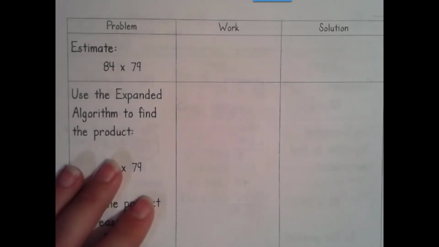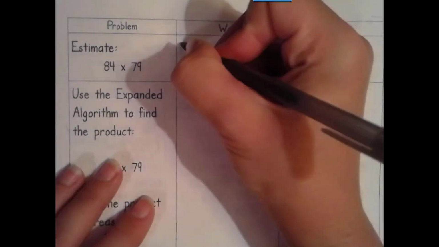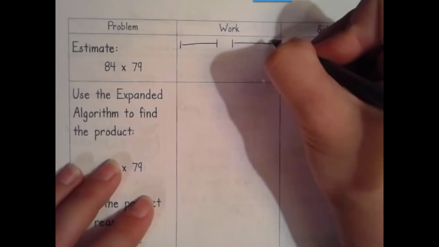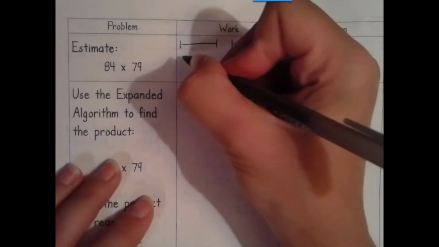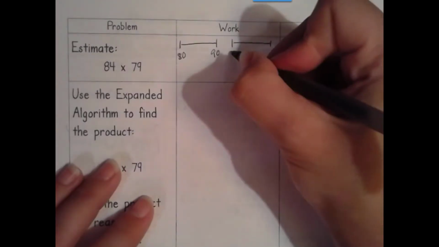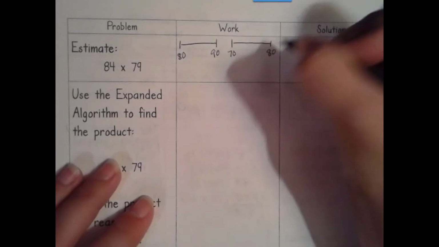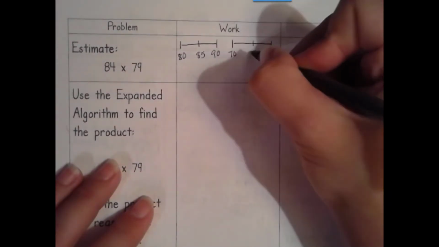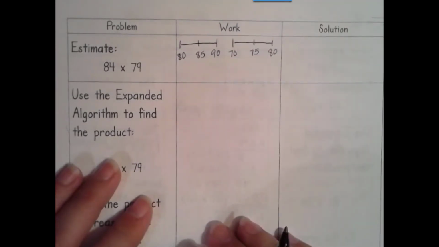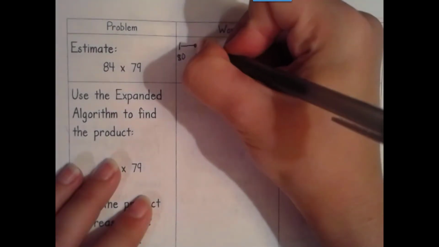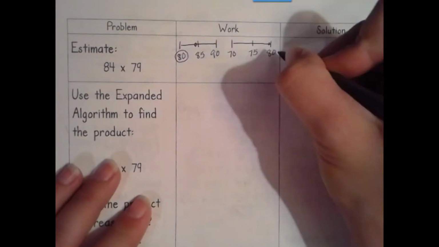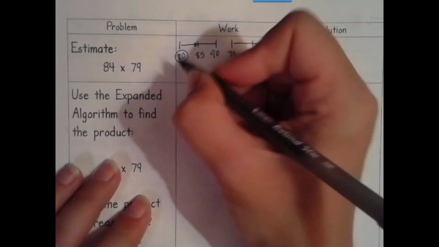Neither one of those is close to 25, so I'm going to round both of them to their largest place. 84 is between 80 and 90. 79 is between 70 and 80. Halfway in between is 85. Halfway in between is 75. 84 is right about here, so it's closer to 80. 79 is right here, very, very close to being 80.